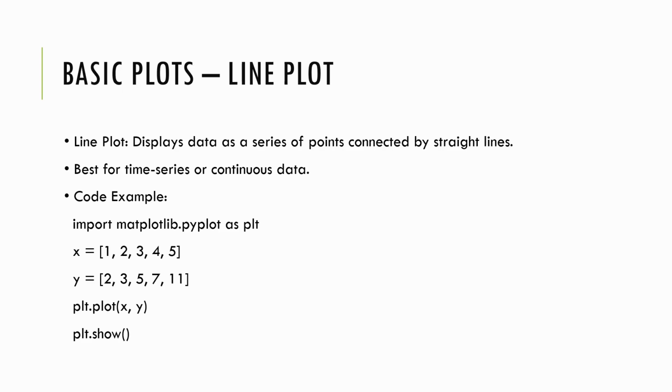First up, we have the line plot. A line plot is used to display data as a series of points connected by straight lines. This type of plot is particularly useful when we want to visualize trends over time or in continuous data. Here's a simple example. We have values for x and y, and we use the plot function to plot them.